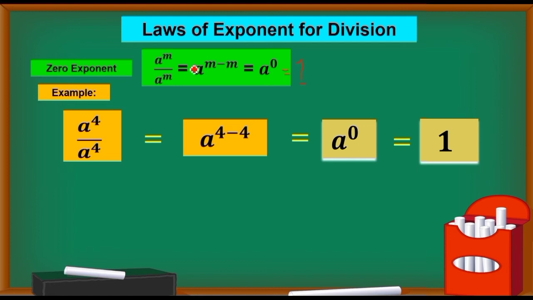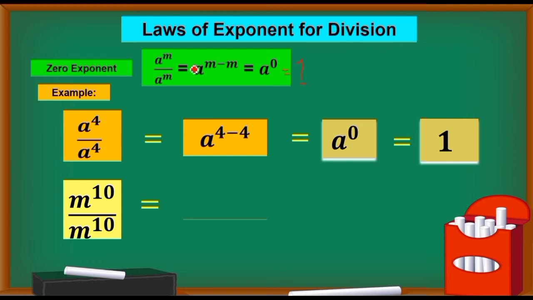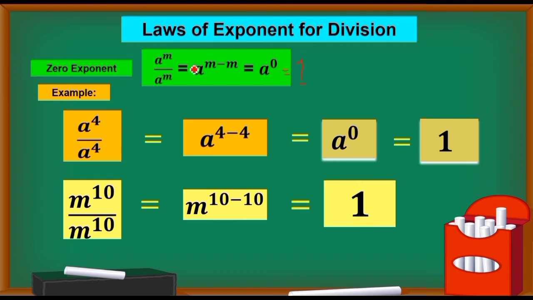Except po kay 0. So, wala pong 0 raised to 0. Undefined po yan. Another, M raised to 10 over M raised to 10. So, magiging M raised to 10 minus 10 and 10 minus 10 is 0. O, since naka-raise na kay 0, therefore, that is equal to 1. Ayan, that is 0 exponent.